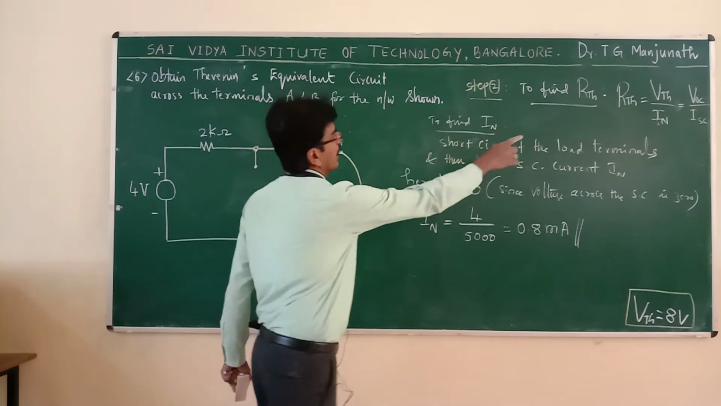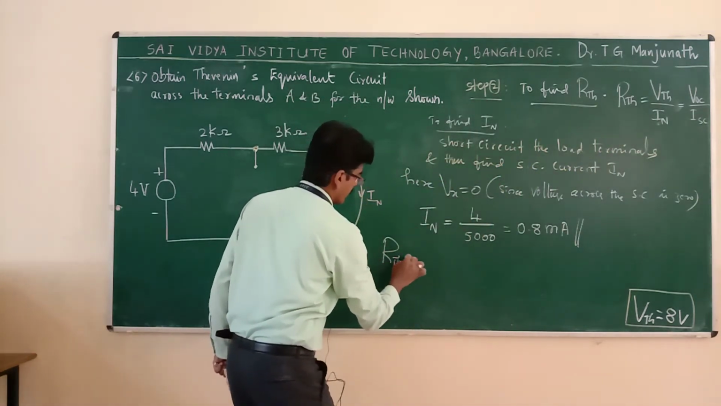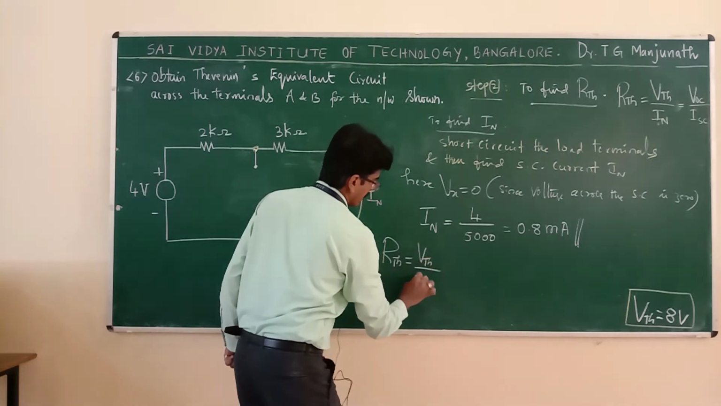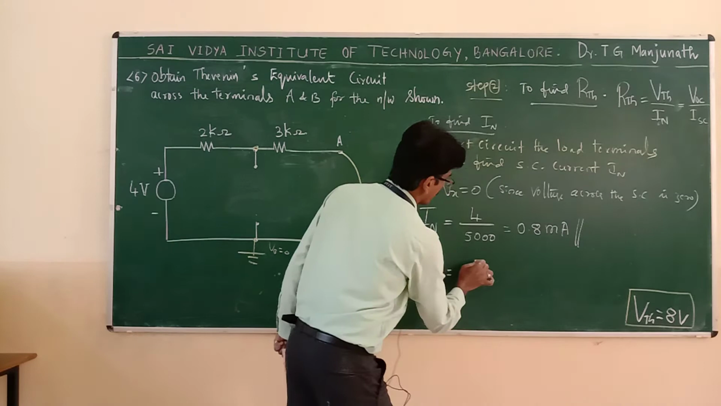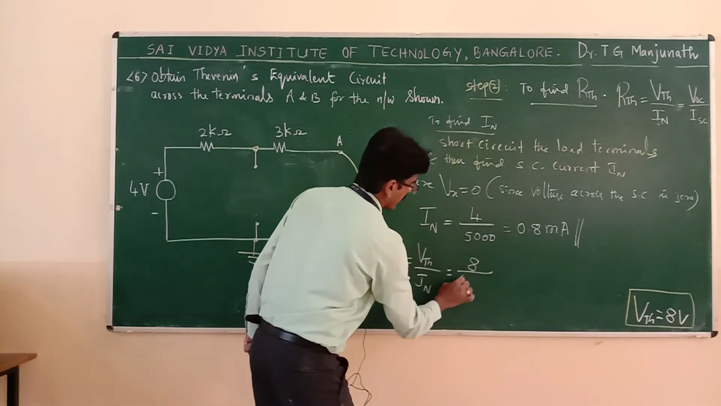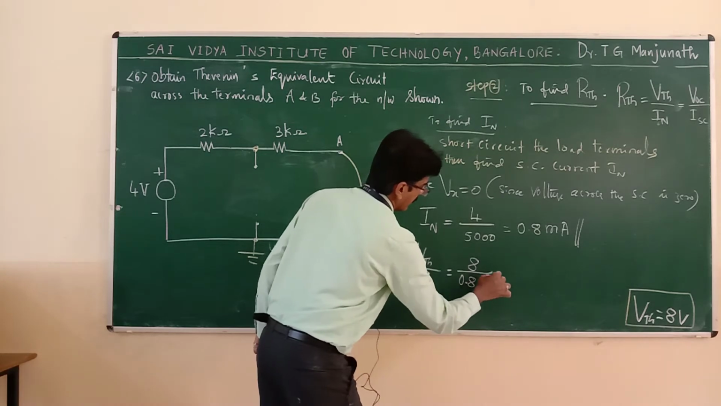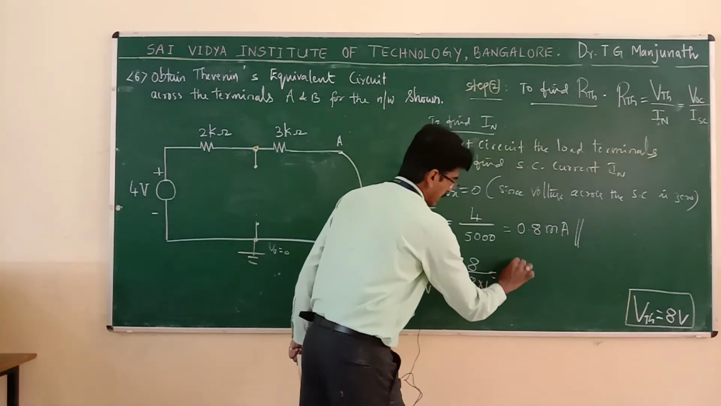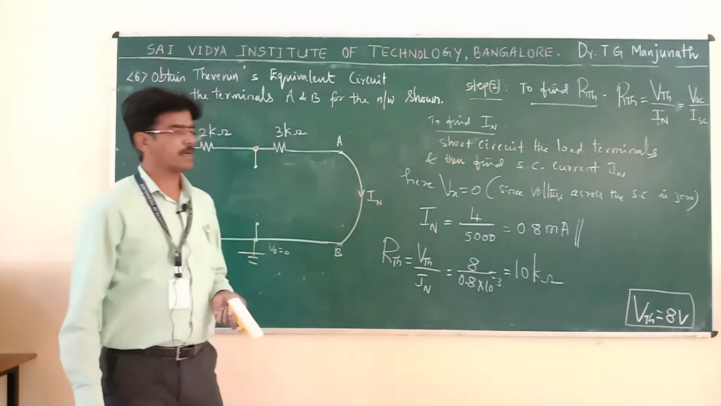Then my intention is to find R Thevenin. So R Thevenin is equal to V Thevenin divided by IN. What is V Thevenin? It is 8 volts divided by 0.8 milliampere, which gives 10 kilo ohm. So R Thevenin is equal to 10 kilo ohm.